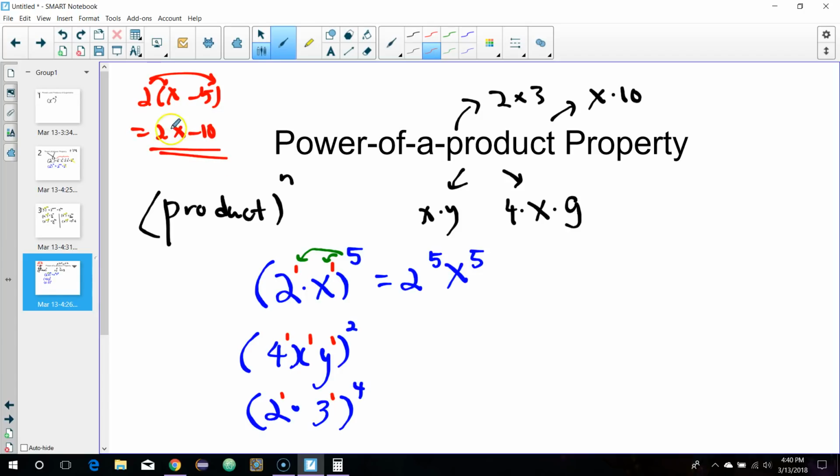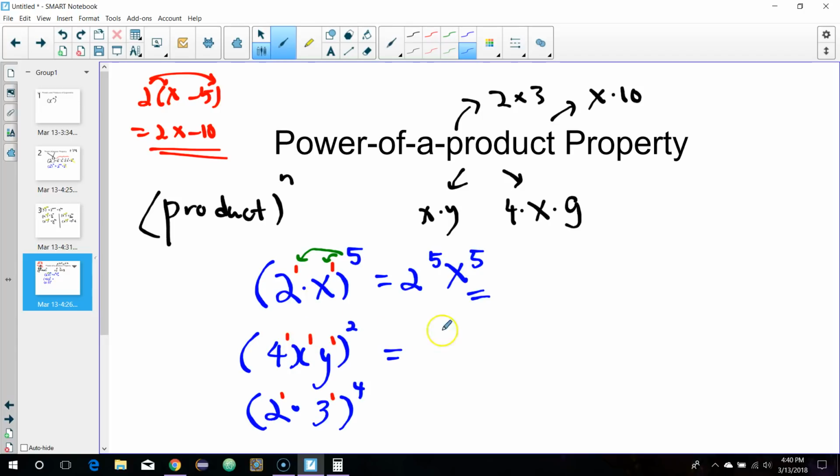So that's the distribute. So you distribute that 2 to every single item, and the same applies over here. That exponent is going to be distributed to each of the items in there. So now we got that. So this one, not too bad.